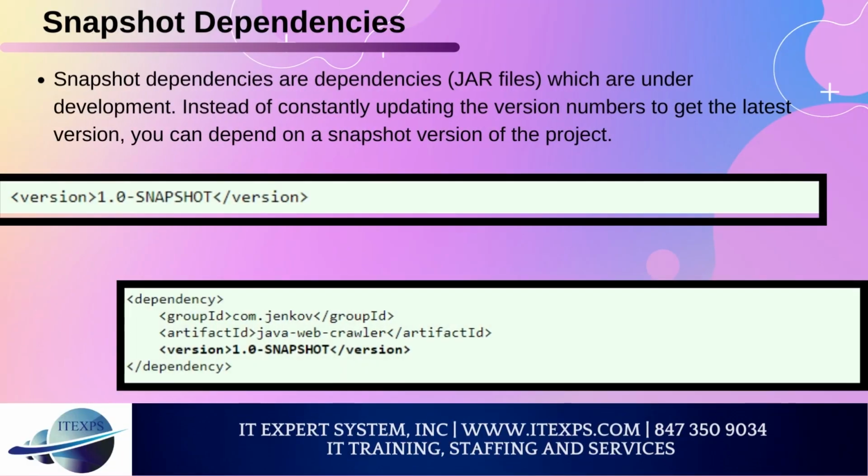Snapshot dependencies. Snapshot dependencies are dependency jar files which are under development. Instead of constantly updating the version numbers to get the latest version, you can depend on a snapshot version of the project. Snapshot versions are always downloaded into your local repository for every build, even if a matching snapshot version is already located in your local repository. Always downloading the snapshot dependencies assures that you always have the latest version in your local repository, for every build. You can tell Maven that your project is a snapshot version simply by appending SNAPSHOT to the version number in the beginning of the POM, where you also set the group id and artifact id. Here is a version element example.